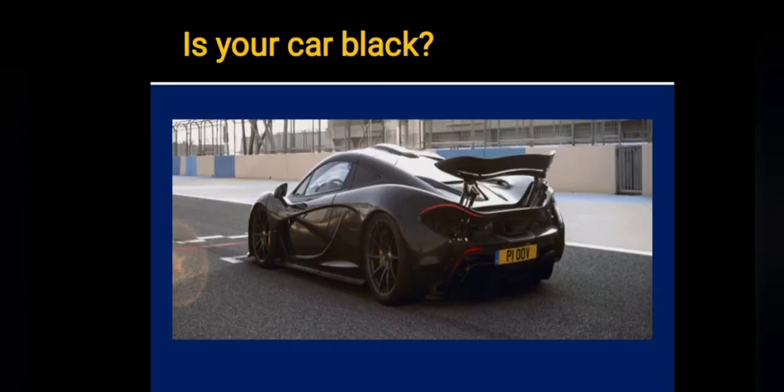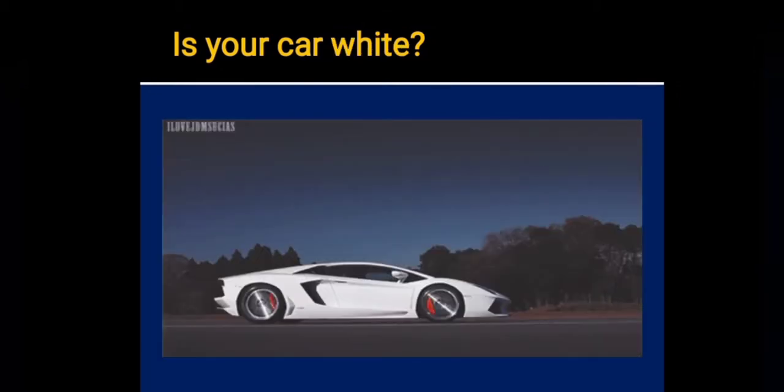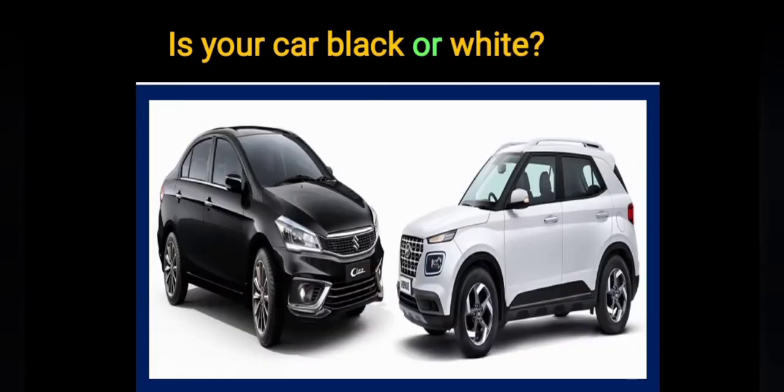Well, look at this picture. Beautiful car. It's a picture of a beautiful car. Is it your car? Is your car black? Is your car white? Is your car black or white?